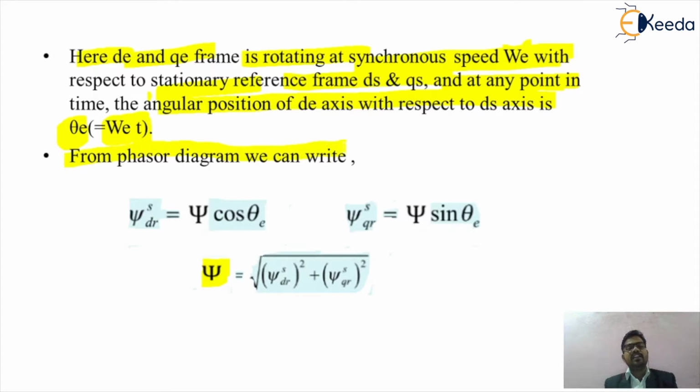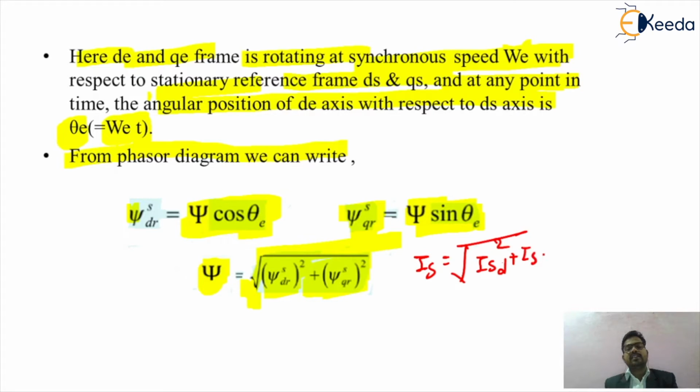From the phasor diagram, we get the value of psi drs. What does psi drs mean? It is the d-axis flux with respect to your rotor circuit. So the value is psi cos theta e, and psi qrs is equal to psi sin theta e. If you want to get the value of psi, we simply get it as the square root of psi s dr squared plus psi s qr squared. Similarly, the expression will look like the previous one: is equal to the square root of is d squared plus is q squared.